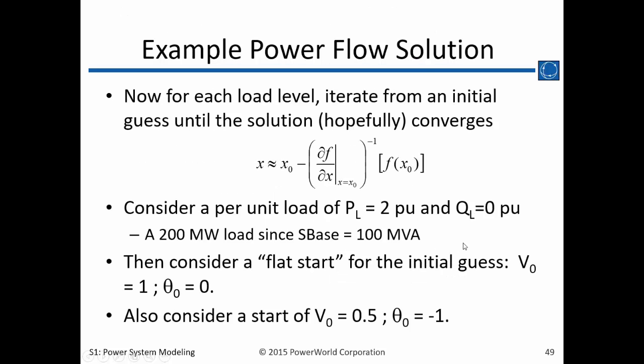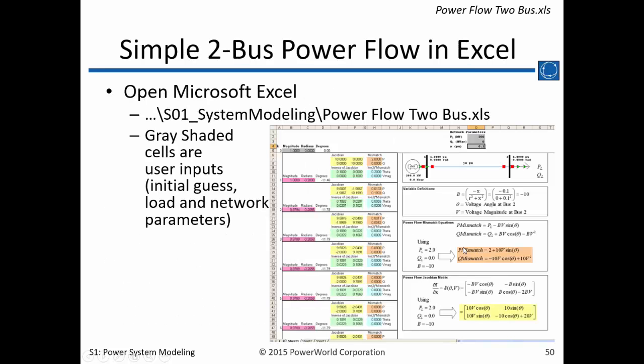So for an initial guess at each load level, we iterate from an initial guess until the solution hopefully converges. We consider a per unit load of 2 per unit and a reactive load of 0, which is the equivalent of a 200 megawatt load since the S base is 100 MVA. If we consider a flat start for the initial guess where we say V0 is 1 and theta 0 is 0, we'll do a calculation for that. Also out of interest, we'll look at, well, what if we say V0 is 0.5 and theta 0 is minus 1. We'll look at that as well.